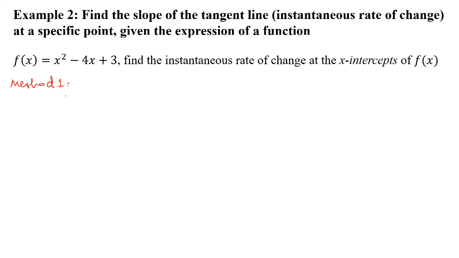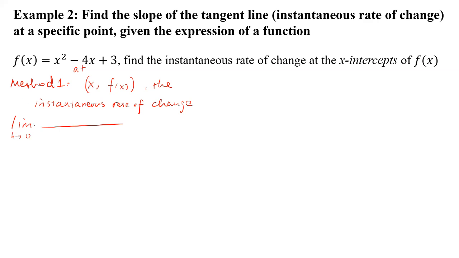First, find the equation of the instantaneous rate of change at any given point on f(x). Let's say at the point here, the instantaneous rate of change, according to the definition, is the limit as h approaches 0 of the ratio between f(x + h) minus f(x), over h.